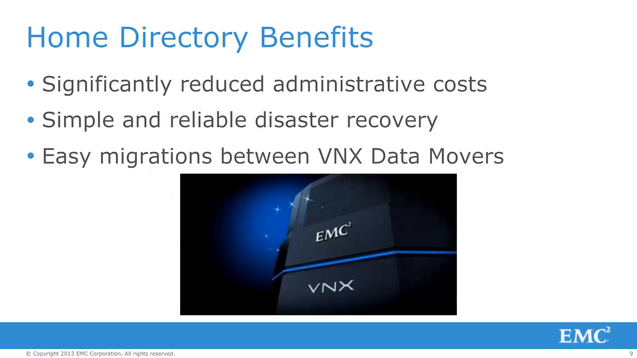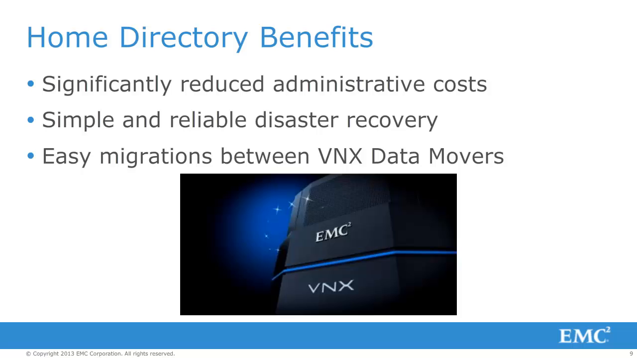As was implied before, one of the benefits of VNX Home Directory is the significantly reduced administrative costs associated with creating and managing home directories for users in a business. Another benefit is simple and reliable disaster recovery. This is possible because since Home Directory is integrated with EMC VNX, it is able to employ the use of other VNX technologies, like replication. Therefore, the CIFS configuration for home directories can be replicated to remote sites for disaster recovery, ensuring protection of data.